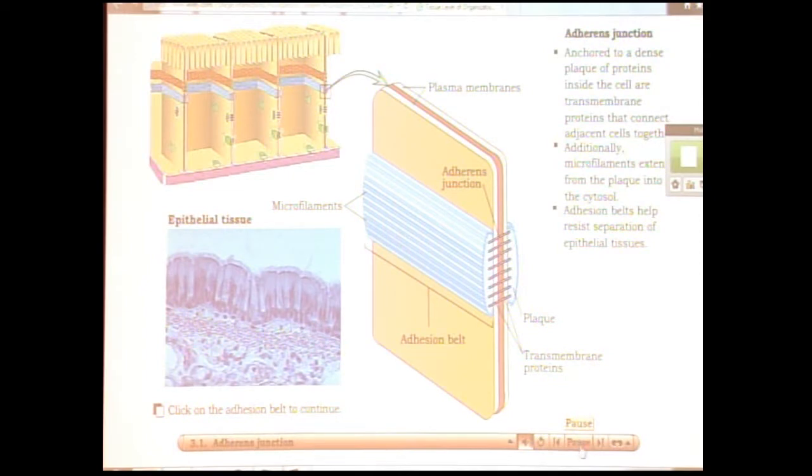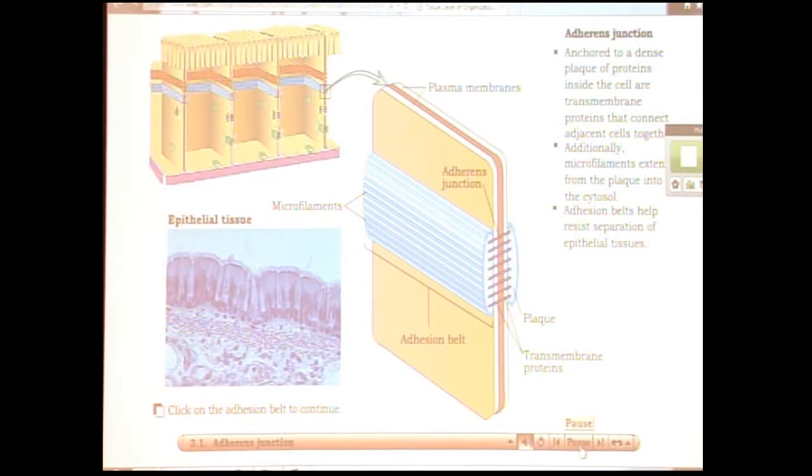Are the tight junctions just, do those form just because there's so many layers, or the shape of the cells, or does it just? Most epithelial cells have at least some adherens and some tight junctions.